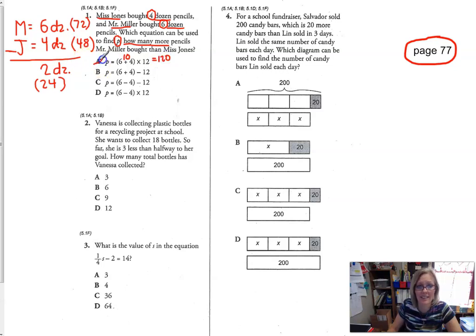There's no way. He didn't even start off with 120. He only has 2 dozen more, or 24 more than her. Let's take a look at the next one. We have another 10 right here. And then we have a 10 minus 12.